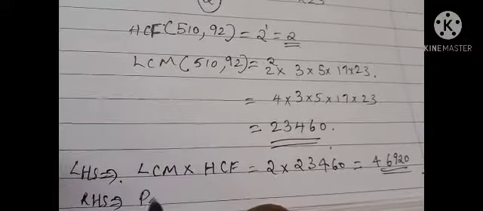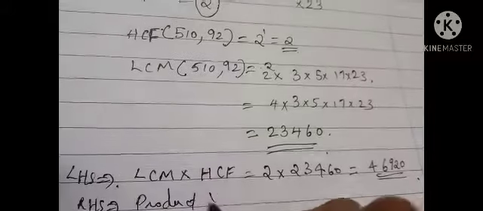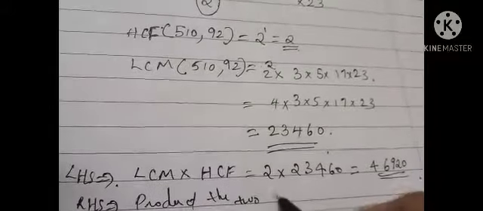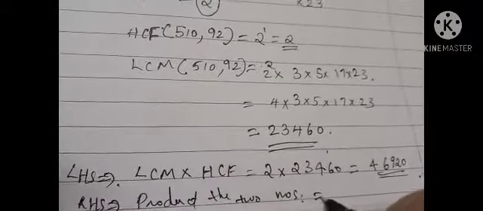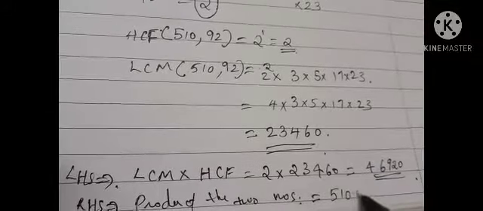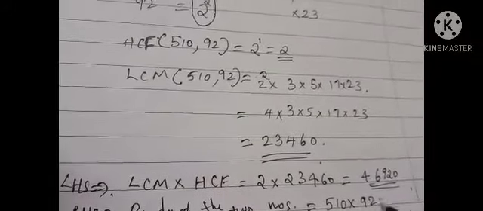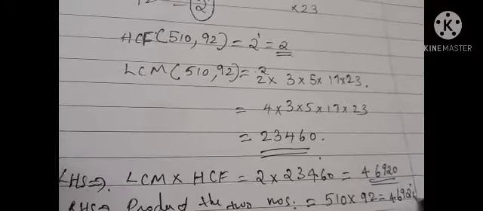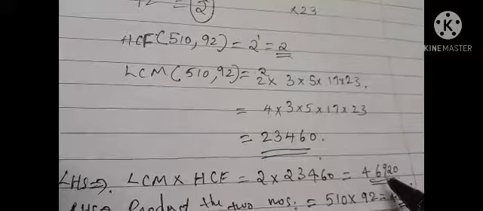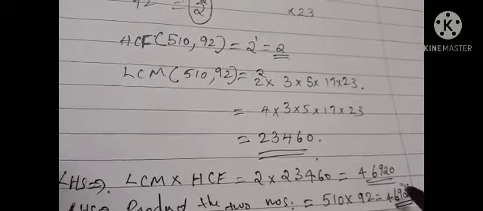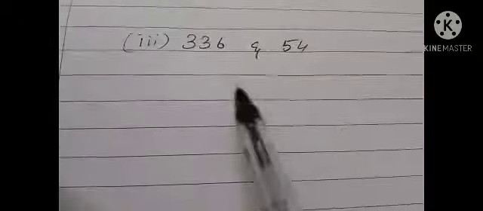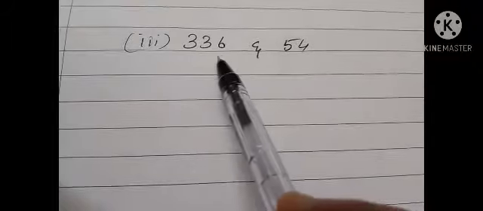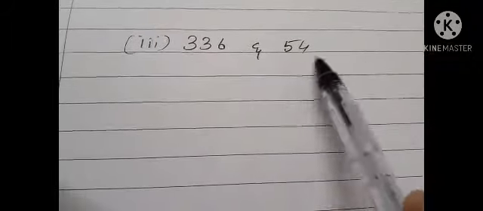What is RHS? Product of the two numbers. Here that is 510 into 92. When we multiply them, then we will get 46,920. So here the LHS and RHS are equal. So it is verified. Sub question is 336 and 54.